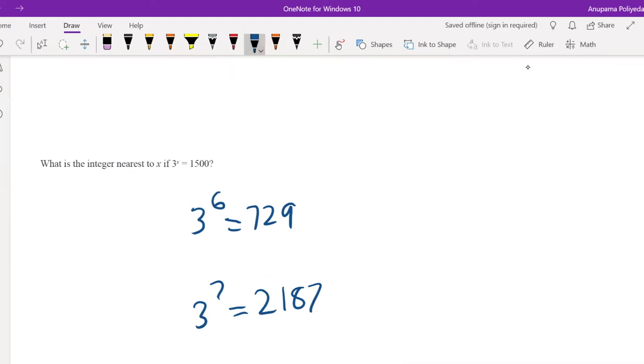So then we know that it has to be something in between. So we'll need to test the halfway mark, 3 to the 6.5 power. And that seems hard, but all we have to do is multiply 3 to the 6th times root 3, because any square root is that number to the half power. And just for the ease of multiplication, we can round root 3 to 2, because it's 1.73. And then 729 times 2 is 1458, which by itself is less than 1500, which means that whatever the value of x is, it's greater than 6.5, meaning that the integer it's closest to is 7.